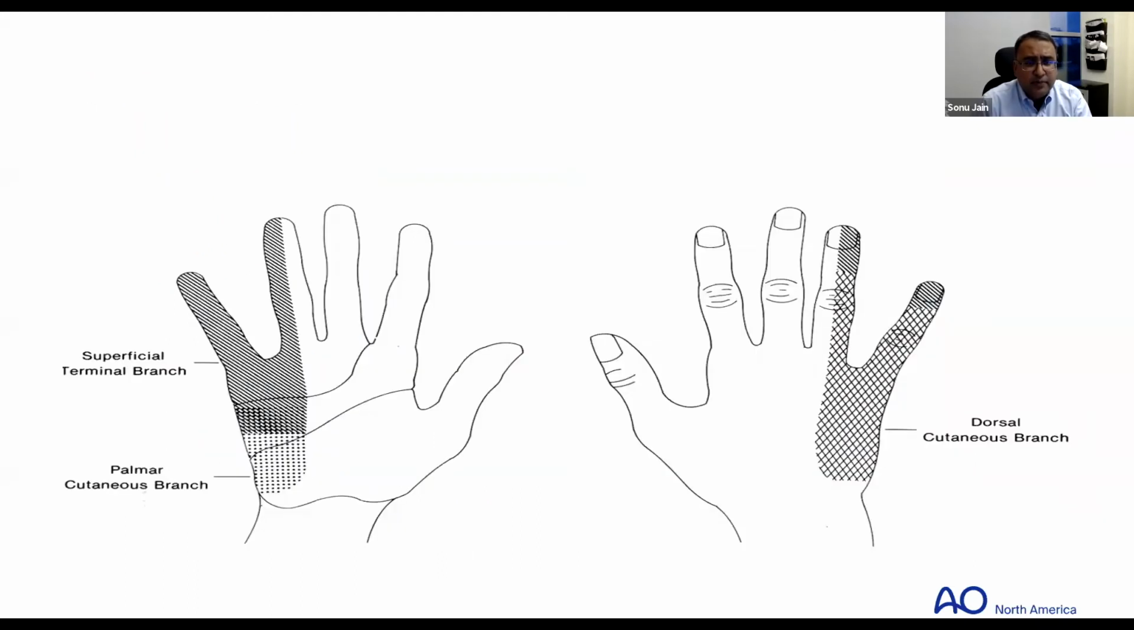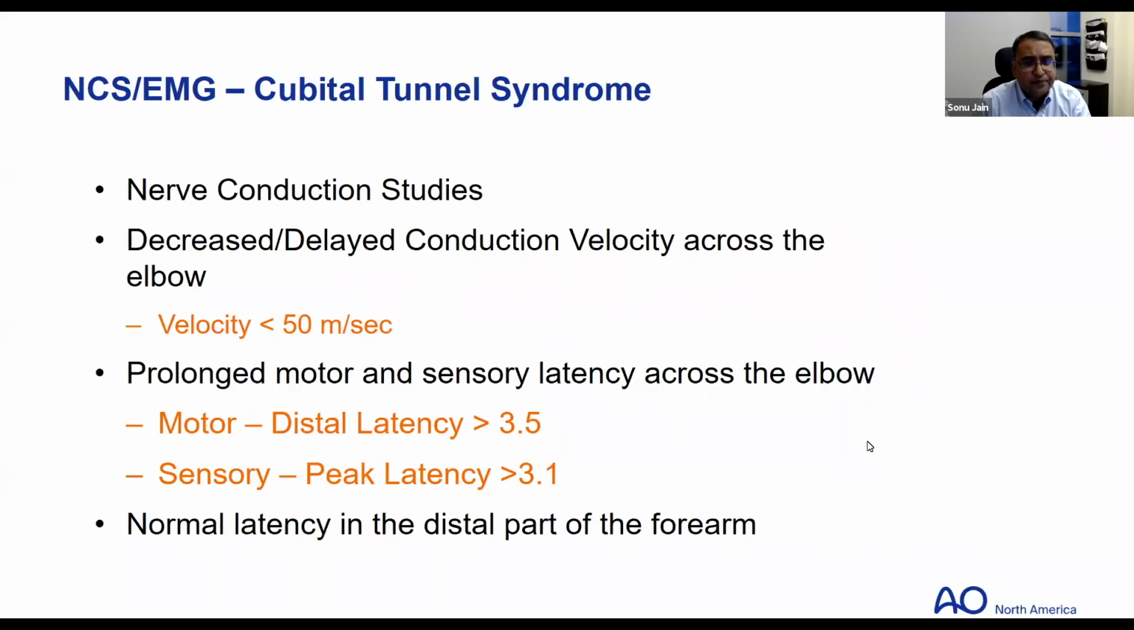So you can see here the sensory distribution of the ulnar nerve in the hand, the palmar cutaneous, as well as the dorsocutaneous of the ulnar nerve.